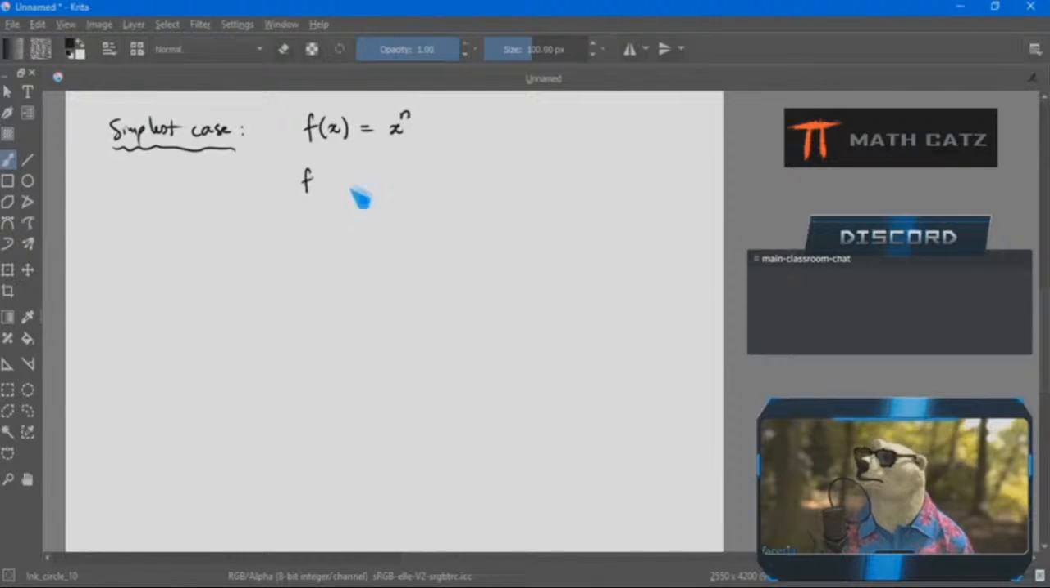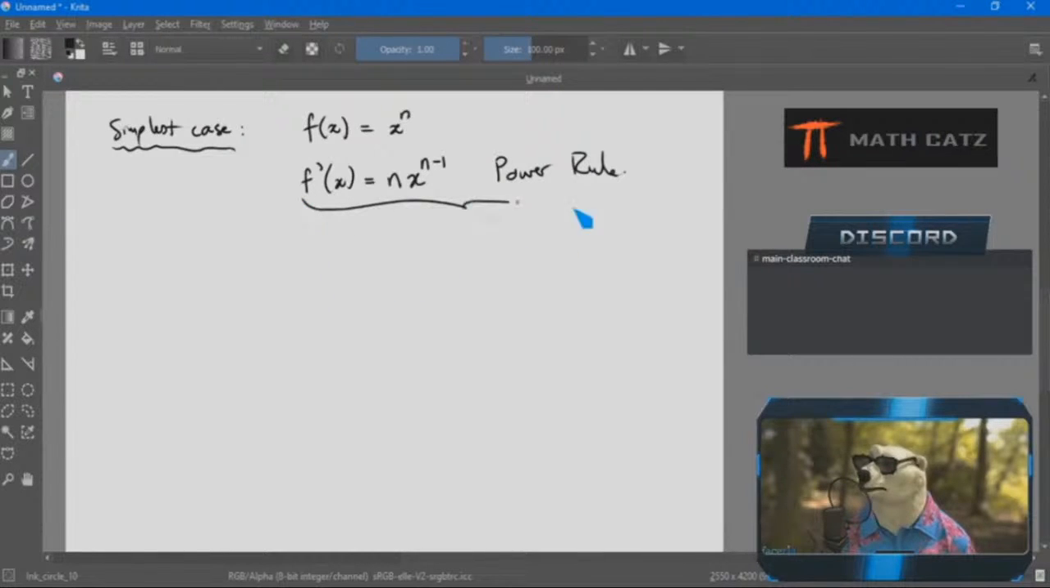The derivative is going to be the power of x multiplied in front, that's a coefficient now, by x to the power 1 less. And we call that the power rule. Now this is true for x to the n. We started with x squared, x cubed, and so on. So it definitely worked for positive integers.